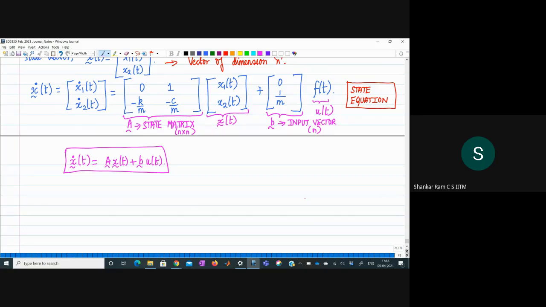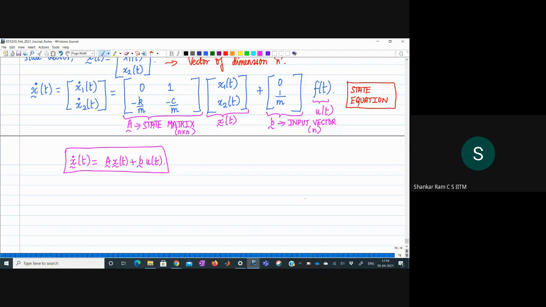All right, so this is the state equation. I hope it is clear how we have chosen the state variables, taken the first derivative of the state variables, collected the terms together, and put them in a compact vector ODE form to get this state equation. So this is the first equation. Why am I saying this is the first equation? Because we are not done yet, right?